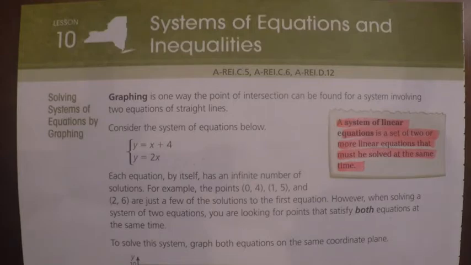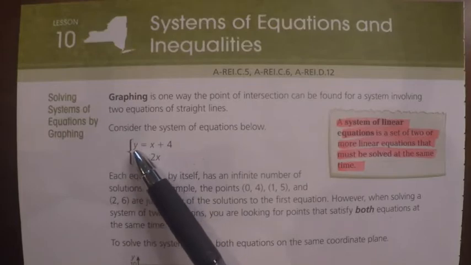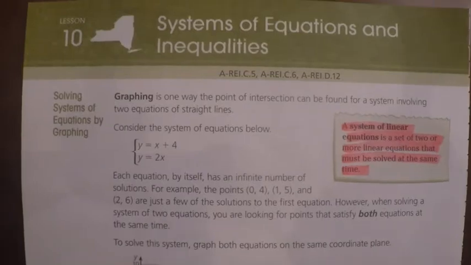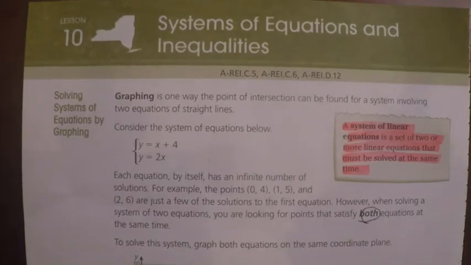Taking a look at this first part here, it says graphing is one way the point of intersection can be found for a system involving two equations of straight lines. So consider the system of equations below: y equals x plus 4 and y equals 2x. Each equation by itself has an infinite number of solutions. We saw that in the last lesson: as long as we plug in a number for x, we'll get a y, and we can do that for any number of x's. However, when solving a system of two equations, you are looking for the points that satisfy both equations at the same time. So to solve this system of equations, graph both equations on the same coordinate plane.